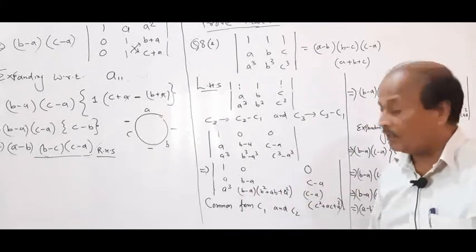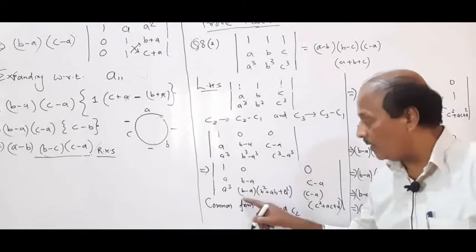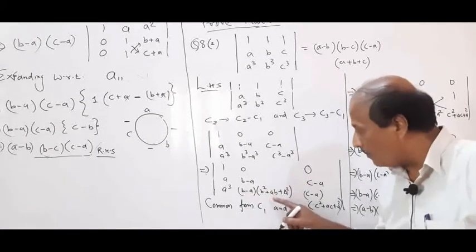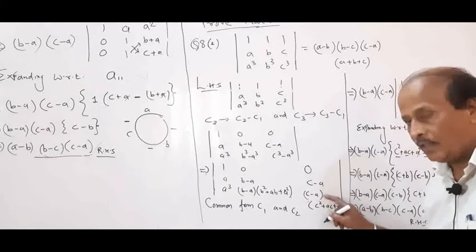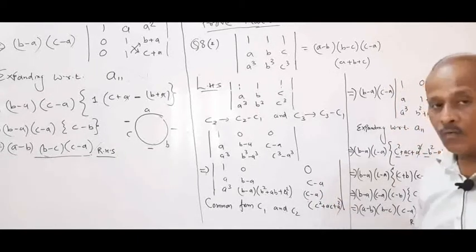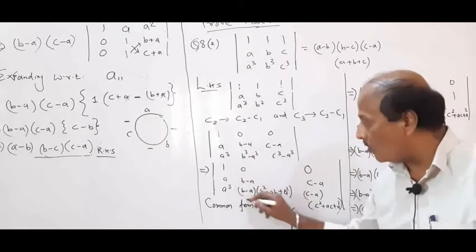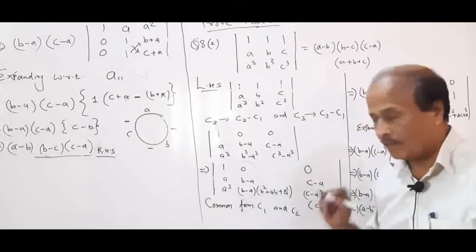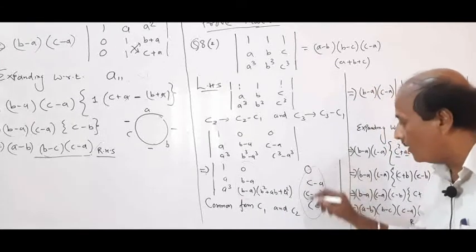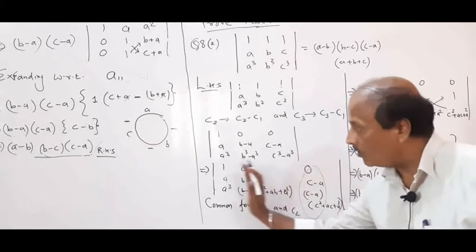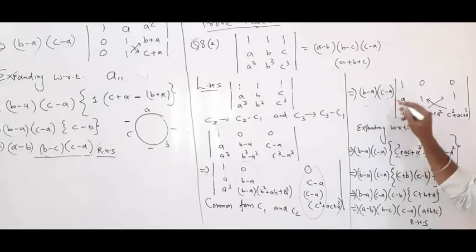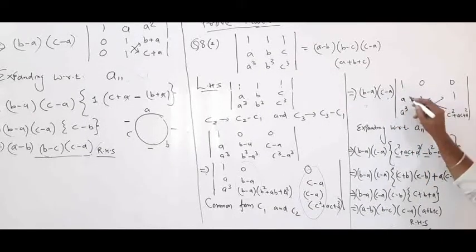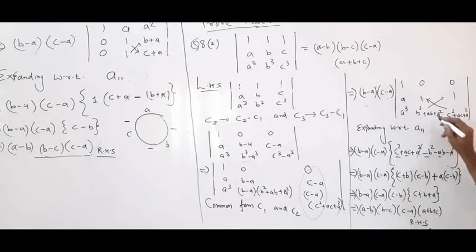Here B cube minus A cube and C cube minus A cube can be replaced by 8th standard or 9th standard algebraic formulas. B cube minus A cube can be written as B minus A, B square plus AB plus A square. Similarly, C cube minus A cube can be written as C minus A, C square plus AC plus A square. What is the advantage of writing this? You can take out common B minus A from this column, and C minus A from this column. As soon as you take out common, our next step will be B minus A is out, C minus A is out. So now my determinant is 1 0 0, A cube, 1 B square plus AB plus A square, 1 C square plus AC plus A square.